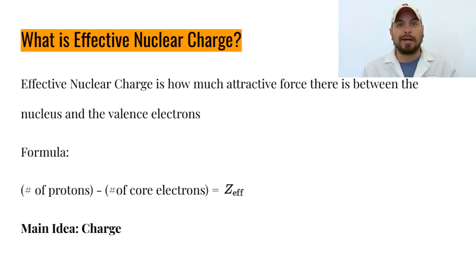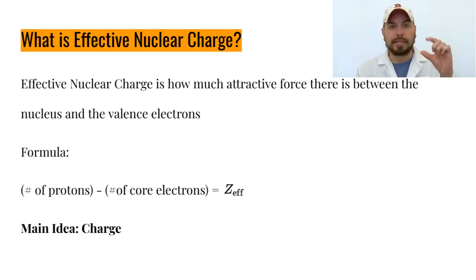If you had 11 protons, and let's say you had 10 core electrons, your effective nuclear charge would instead be +1. Effective nuclear charge is sometimes referred to as Z effective, and sometimes you'll see that utilized in Coulomb's law, where it's Z effective, big Z, little effective, is equal to the effective nuclear charge.